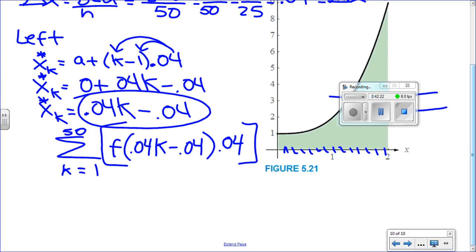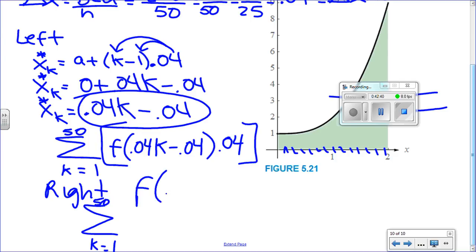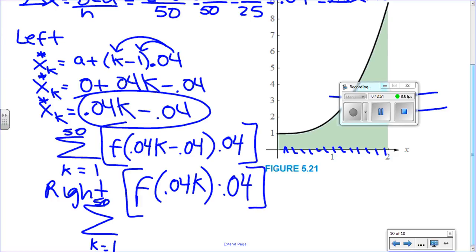Now, since you guys are not going to be here, I'm just going to write down what you will do for the right sum. So you start at 1, so just copy it so you can find it here. It will be f of 0.04k. Remember that one we don't add or subtract. Times the delta x, which is 0.04. Like that. Okay. And that's it.